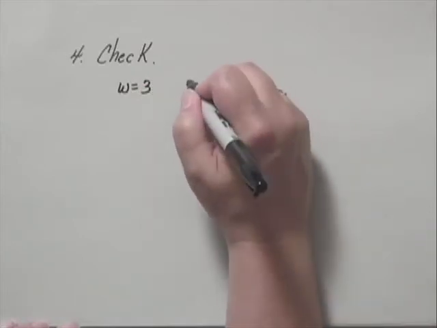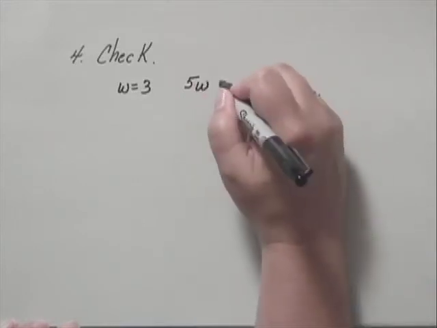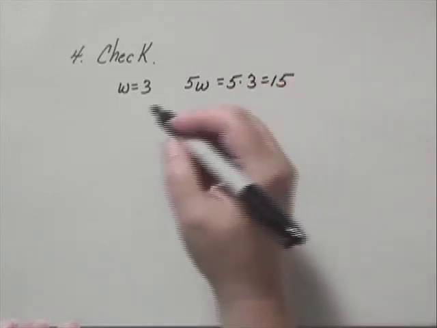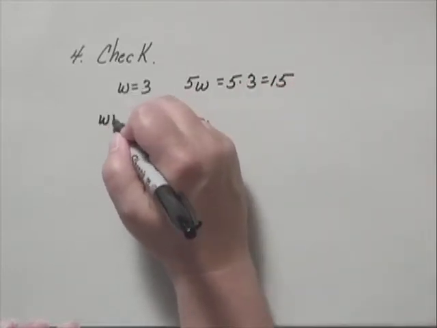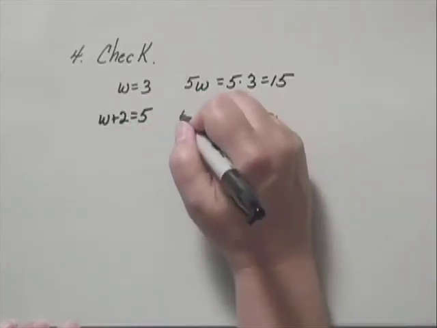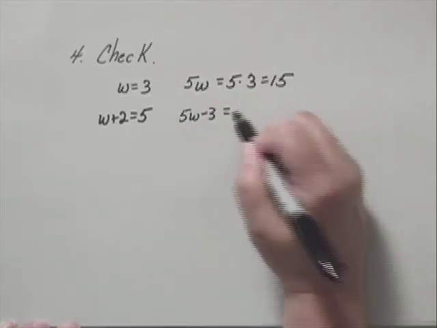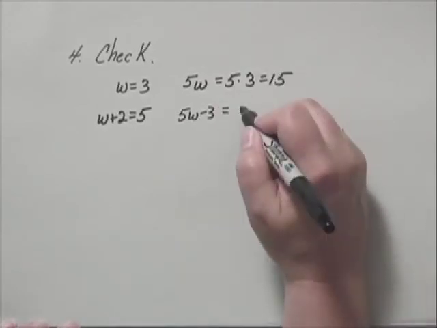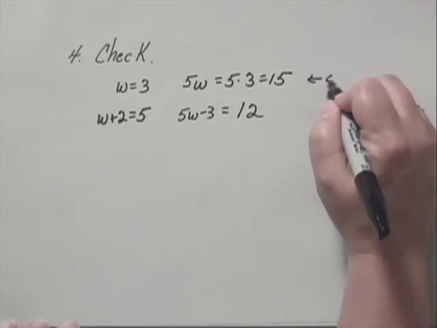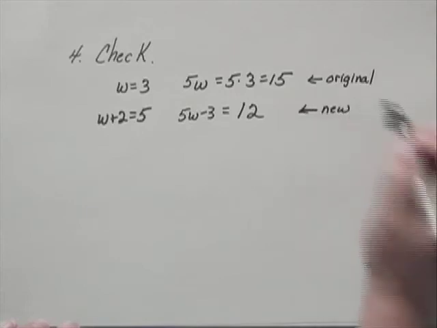Then the length of the old rectangle would be 5W, which is 5 times 3, which is 15. The width of the new rectangle would be W plus 2, or 5. And the length of the new rectangle would be 5W minus 3, or 15 minus 3, or 12. So this is the original rectangle length and width. This is the new rectangle length and width.